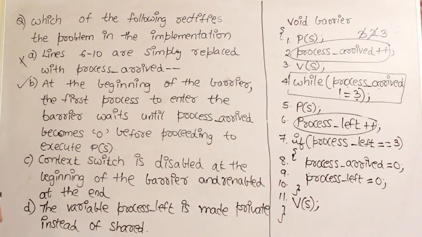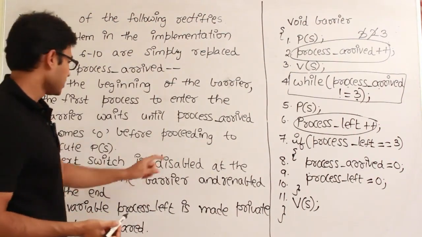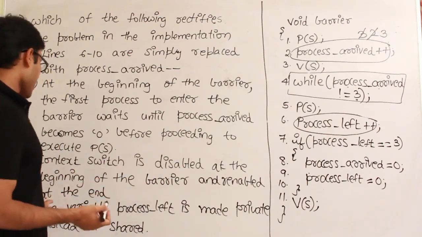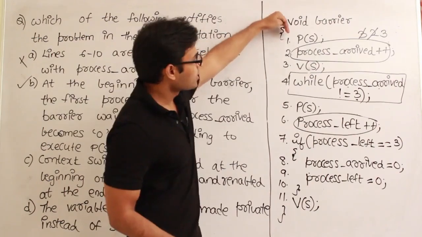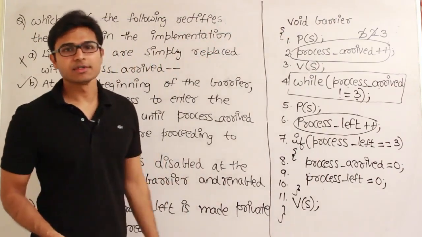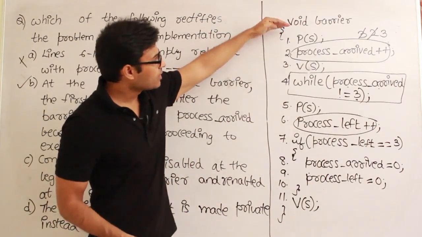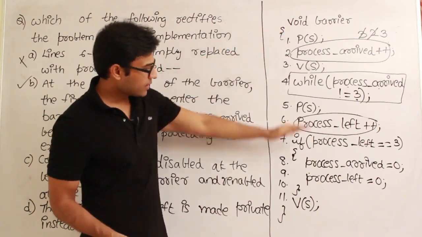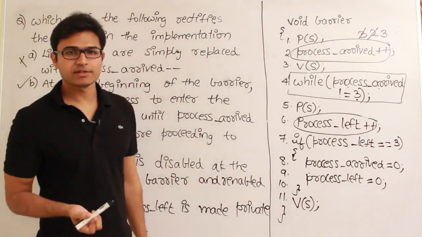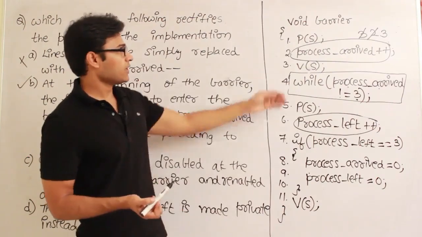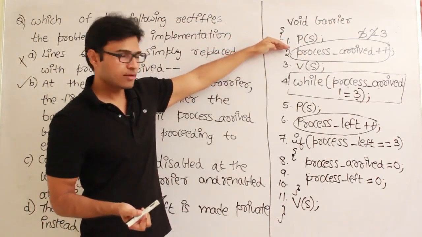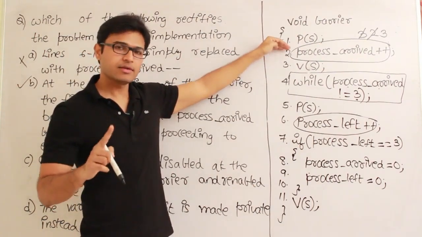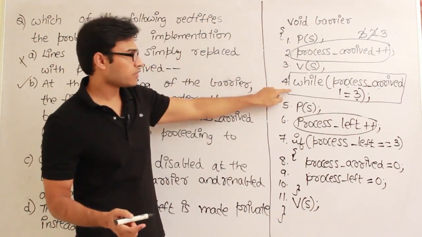Let's see what happens with the other solution mentioned. Now the other one says that context switch is disabled at the beginning of the barrier and re-enabled at the end. So it means that any process which is trying to enter here is going to disable the interrupts, right? Which means it will not let anyone enter the barrier till the end, till this point. That is dangerous, isn't it? What happens if the first process enters it? Then process arrived will be 1, from 0 initially, and then it will go and get stuck here, right?